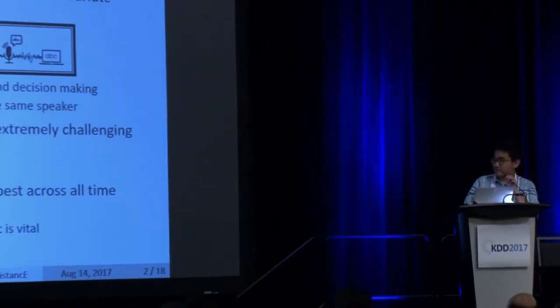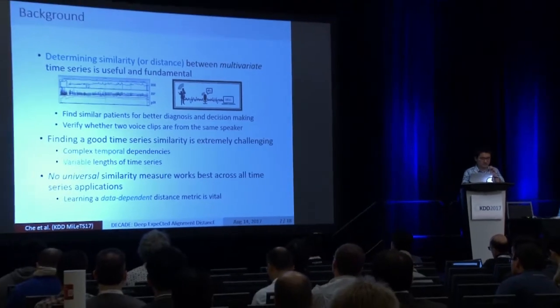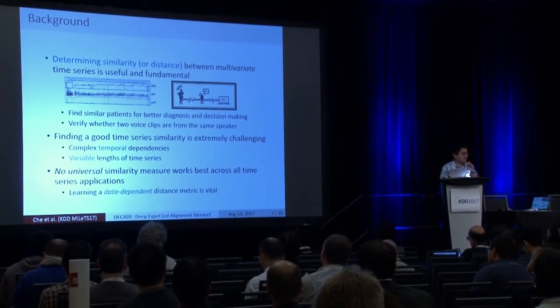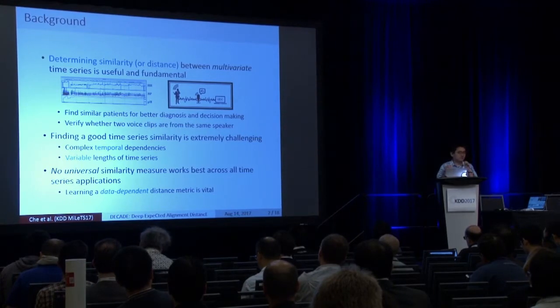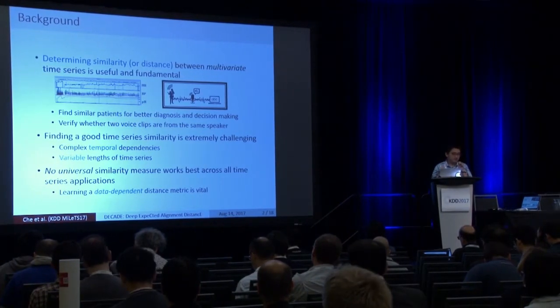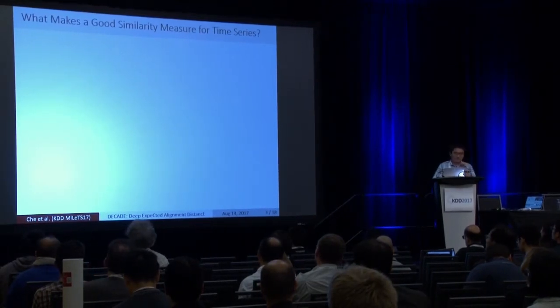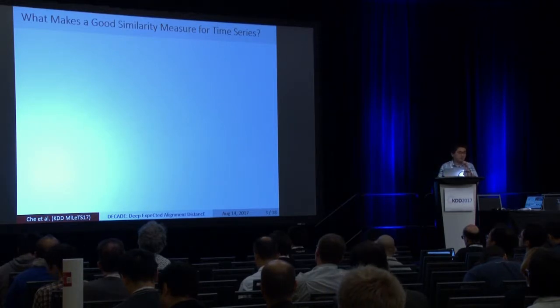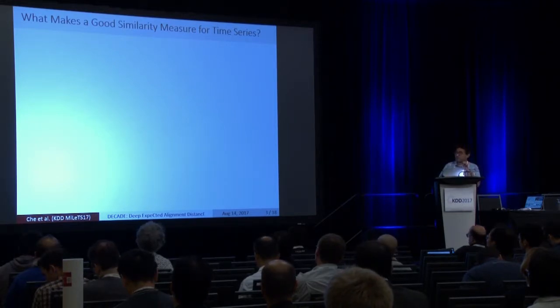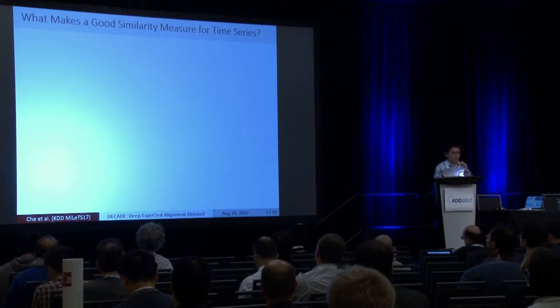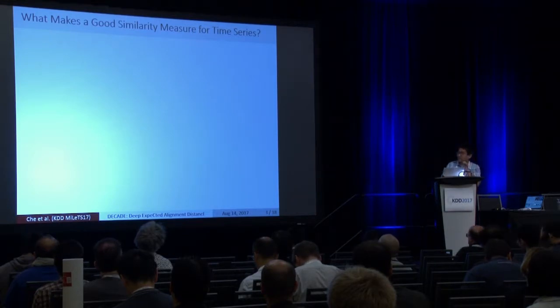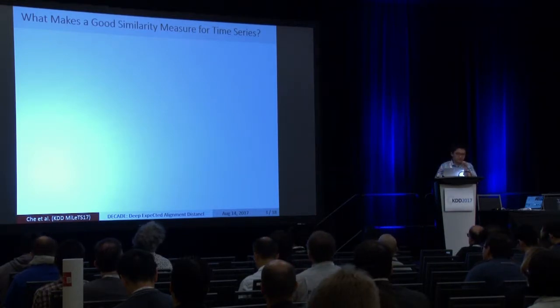So here comes the question. Can we learn a data-dependent distance metric, which can be very effective without too much prior knowledge? The answer is yes. Before we propose our new metric, we want to answer the question: what makes a good similarity measure for multivariate time series? So here, we come up with three questions.